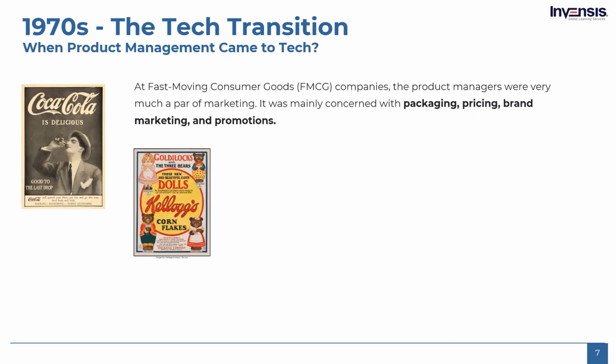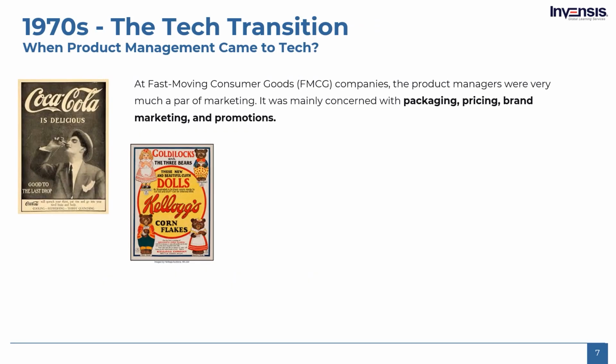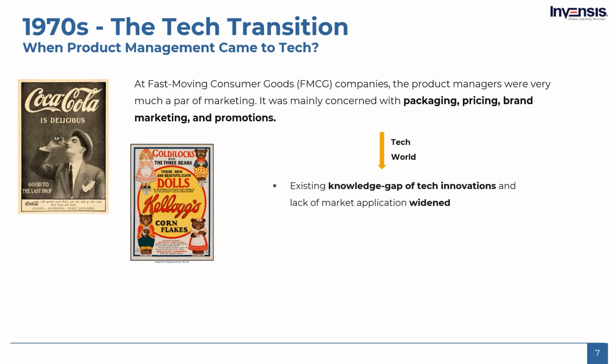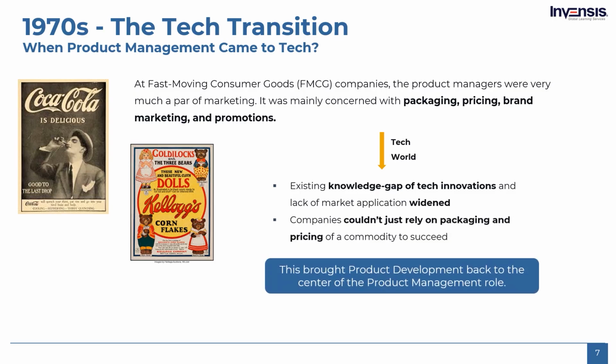The tech transition. When product management came to tech, the original product managers, and indeed the majority of product managers in FMCG today, were very much a part of the marketing function. By that I mean, their key metrics were marketing, sales, and profit generation. At the end of the 20th century, there were a lot of innovations in technology and the software business. As the role moved into the tech world, however, the existing knowledge gap of tech innovations and lack of market application widened. Most of the newfangled companies in the tech world were inventing whole new industries, and they couldn't just rely on packaging and pricing of a commodity to succeed. This brought product development back to the center of the product management role.